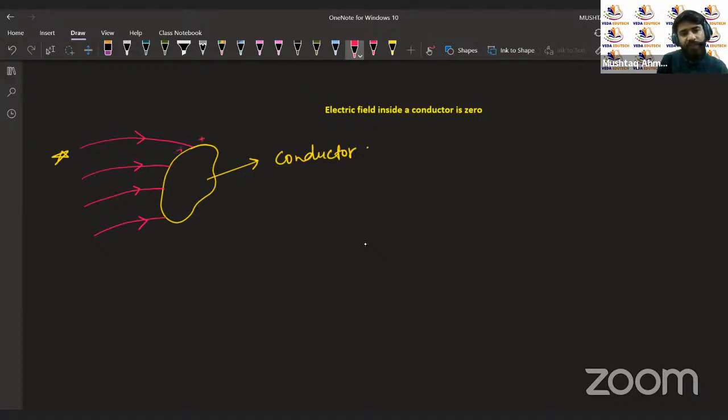Let's suppose this region is the positively charged region of this conductor, and this is the negatively charged region of this conductor. So the electric field will never penetrate inside the conductor. It will always terminate on the conductor, but it will never exist inside the conductor. Electric field lines will terminate on this conductor.